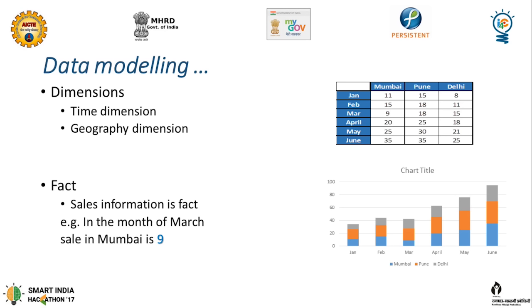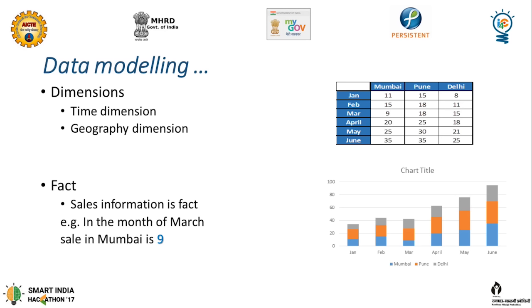So now you must have understood what is dimension. In this example, we have discussed the time dimension and geography dimension, and we have discussed what is fact. It is the sales information in the month of March for Mumbai. So what is that? It is 9.